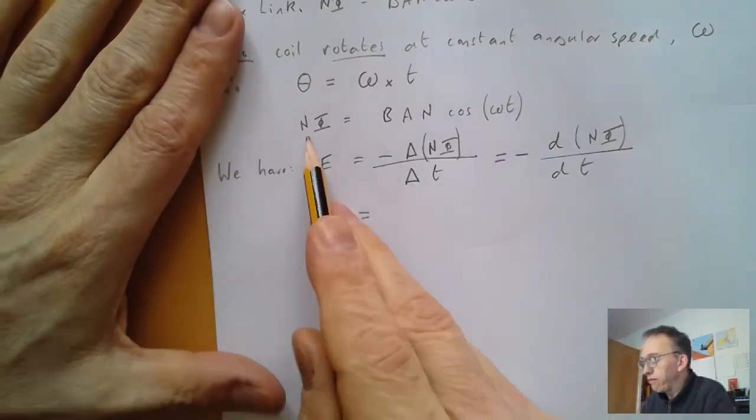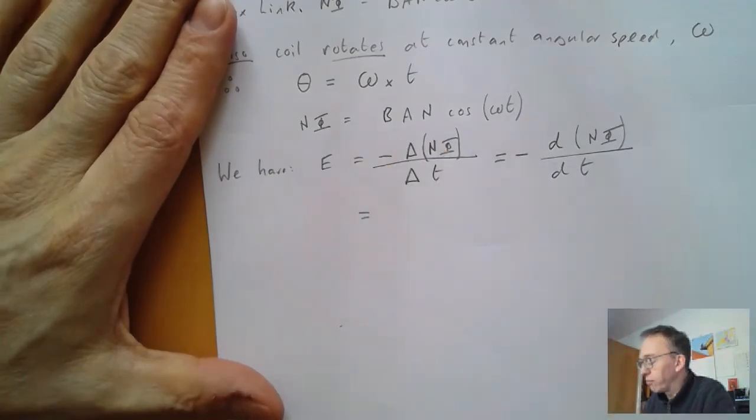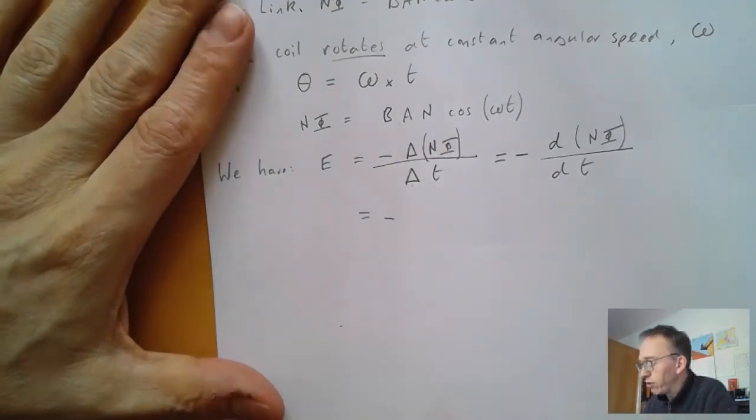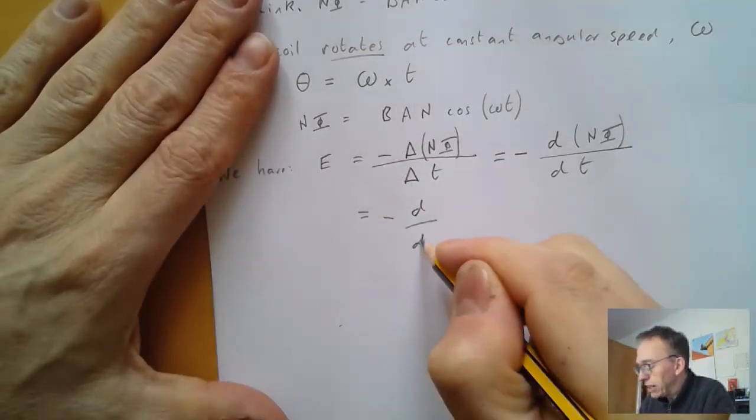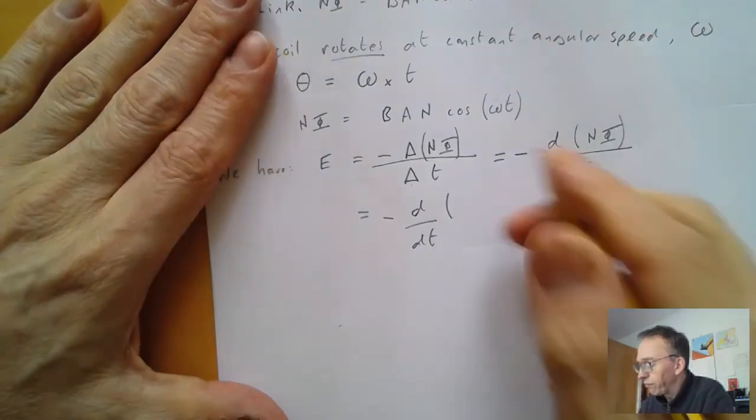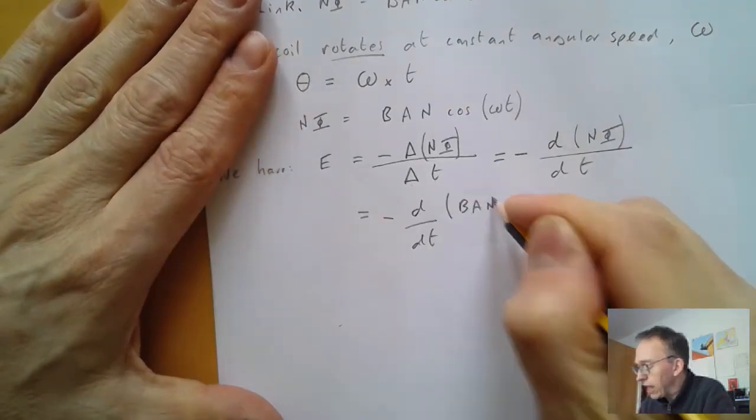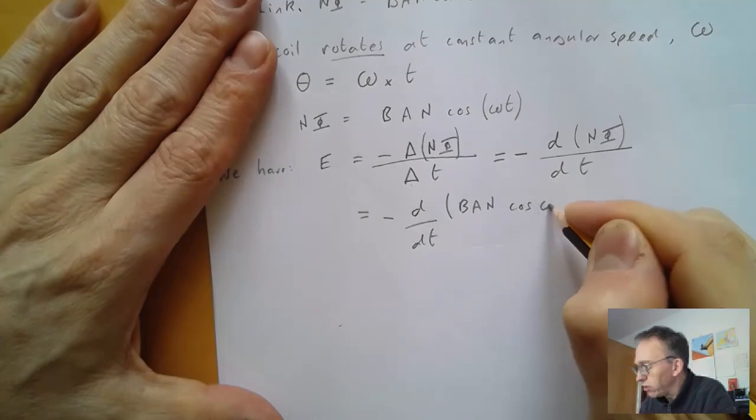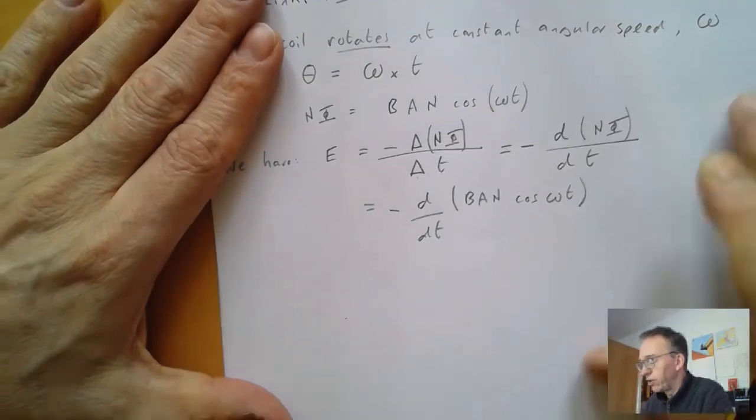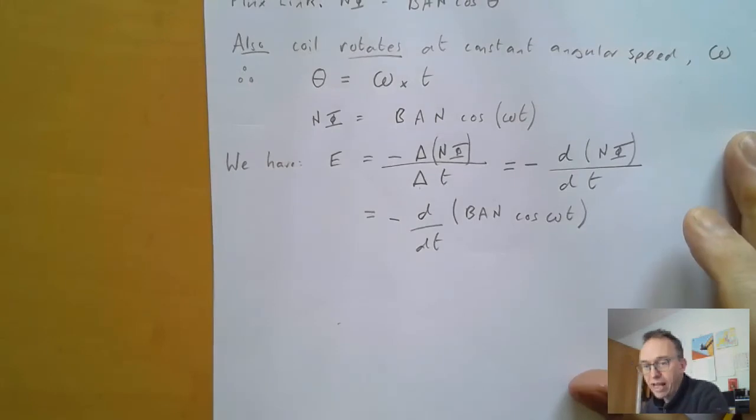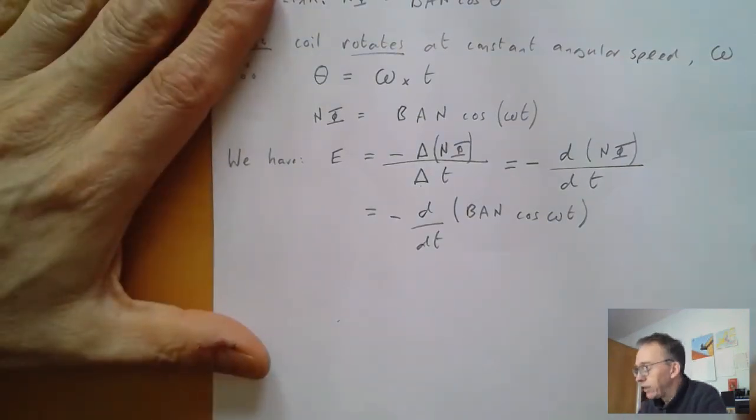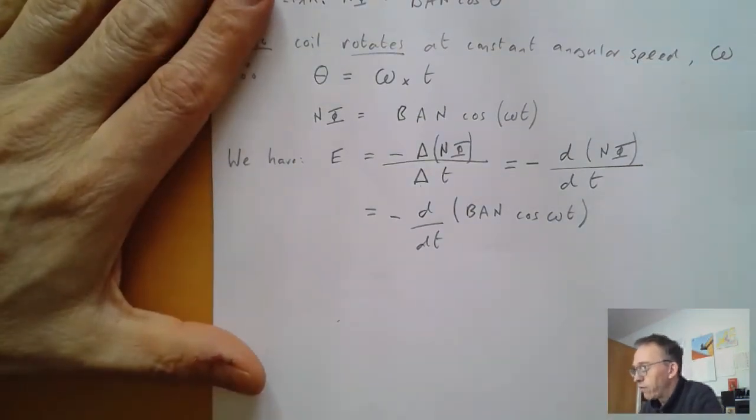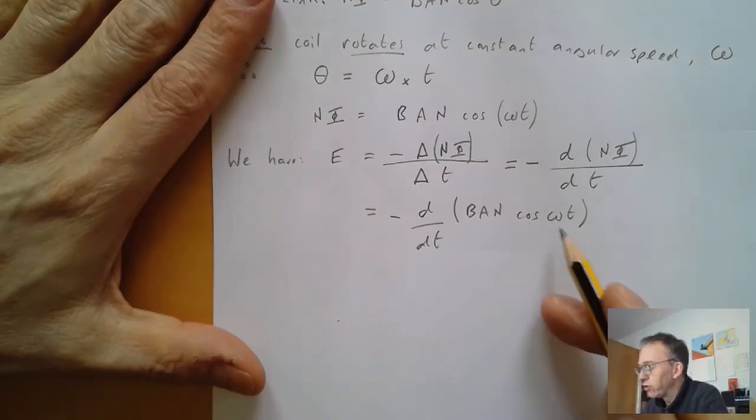Now, we know we have a function for N phi, it's B A N cos omega t. So, if we put those two together, we want to find d by dt of B A N cosine omega t. Now, if you're not doing A-level maths, don't panic. Can we differentiate this function with respect to time? Yes, we can. It's a function of a function. It's a cosine function of a simple multiple.